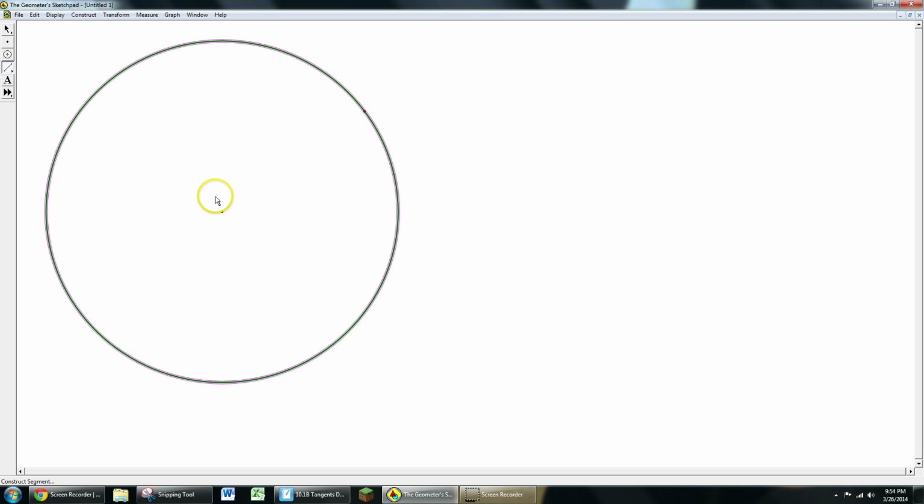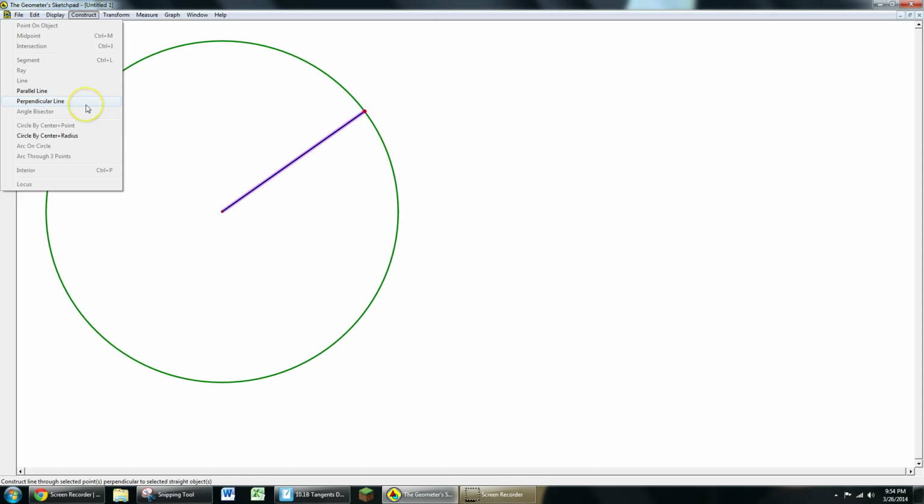Then I am going to construct a radius of that circle, just by connecting those 2 points there. And then remember that all I need to draw a perpendicular line is a line and a point. So I'm going to tell the computer that I want that line and that point, and I would like a perpendicular line through that point. And please make that for me. So I'm going to go down there and select perpendicular line.